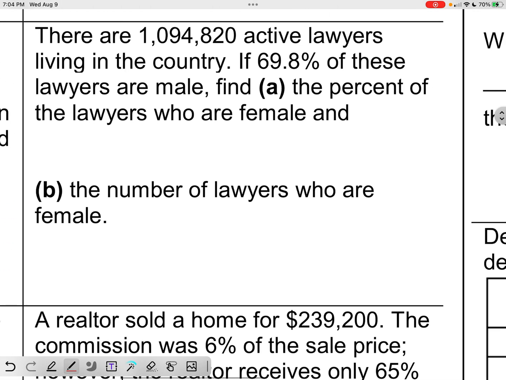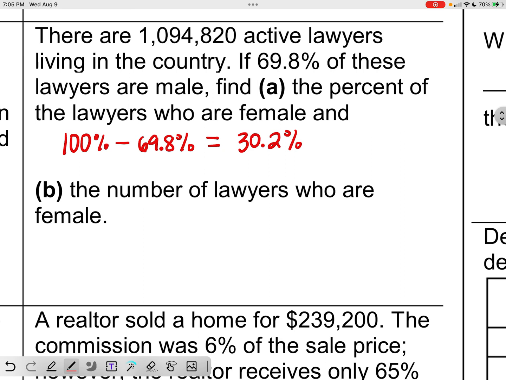Bad distracted drivers. There are that many active lawyers living in the country. If almost 70% of these lawyers are male, find the percent of the lawyers who are female. So percents are always out of 100%. So we need to do 100%, and we're subtracting 69.8%, which would derive a total of 30.2%.